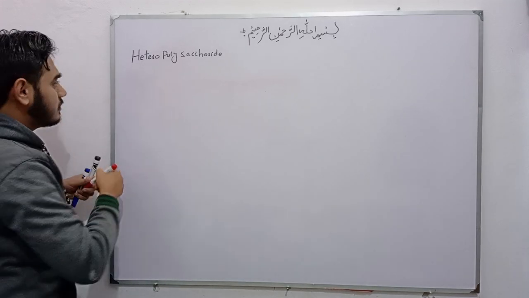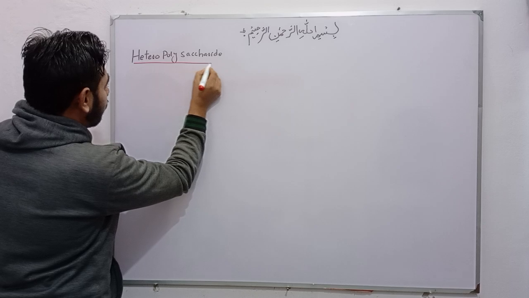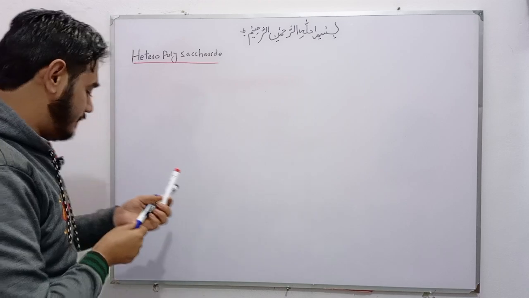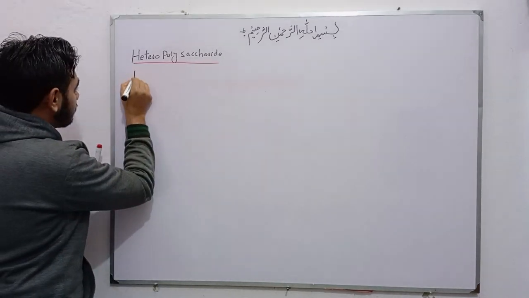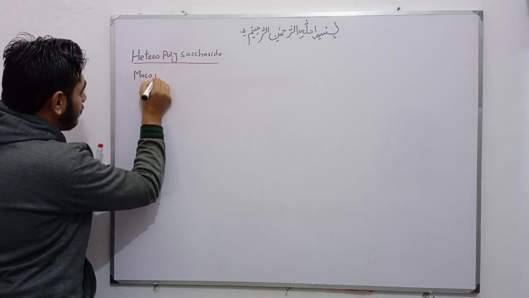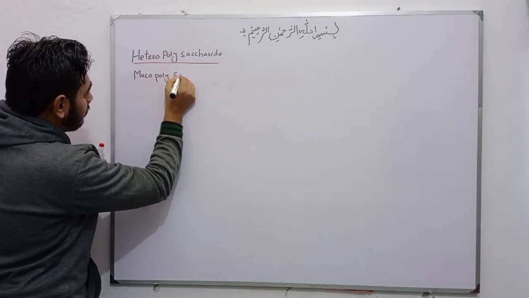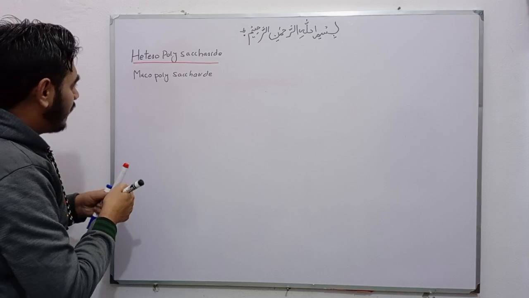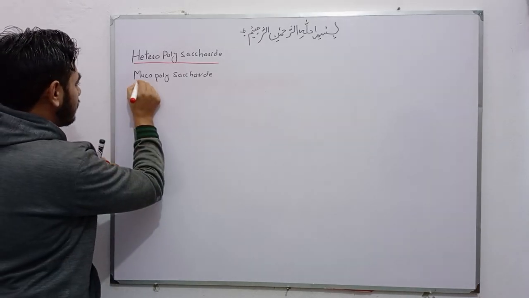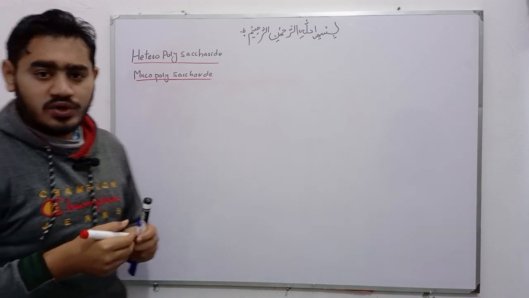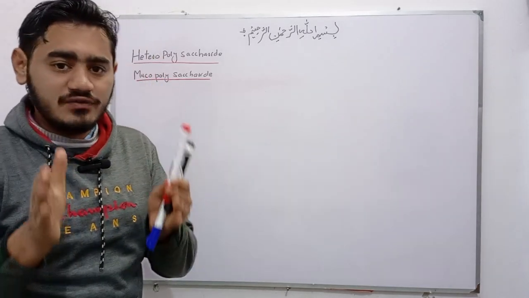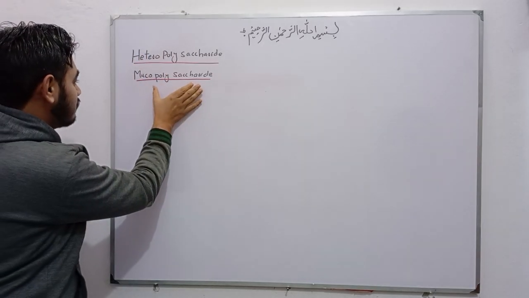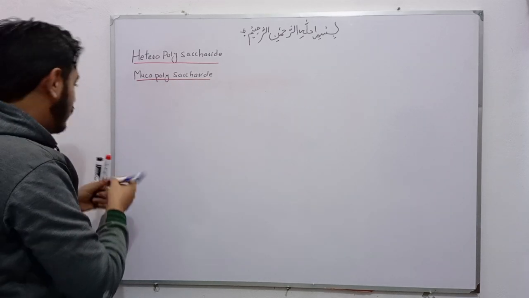Students, the other name for heteropolysaccharide is mucopolysaccharide. Why mucopolysaccharide? Because heteropolysaccharide was first isolated from mucin, so that's why the name mucopolysaccharide is given.